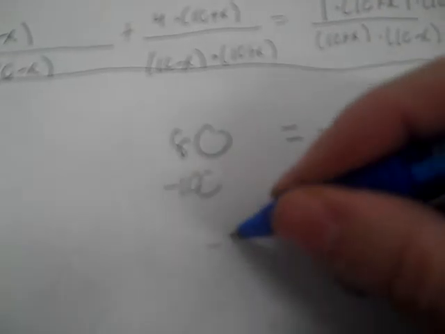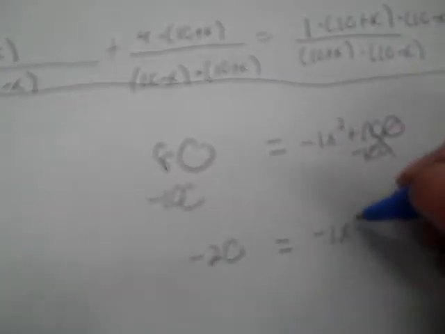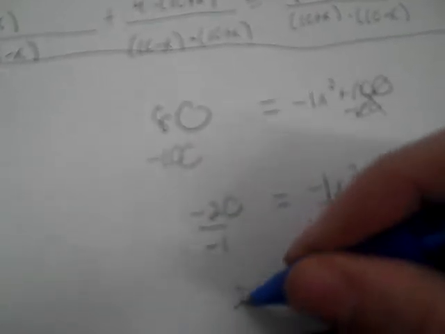So I have negative 20, negative 1x squared, divided by negative 1, divided by negative 1, so I have 20 equals x squared. So I square root. And then the square root of 20 is going to be my answer. Now, I don't need to worry about plus or negative because it's a story problem. So the wind is about 4.47 miles per hour.